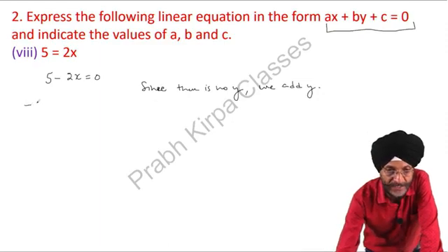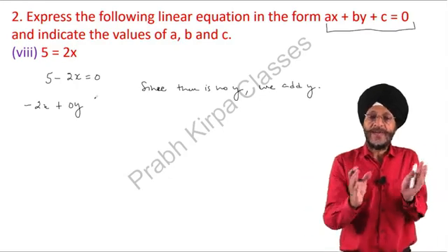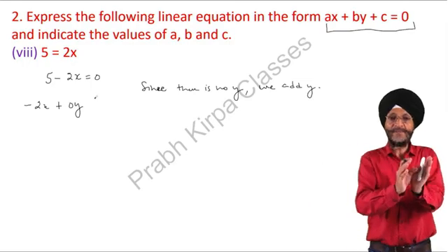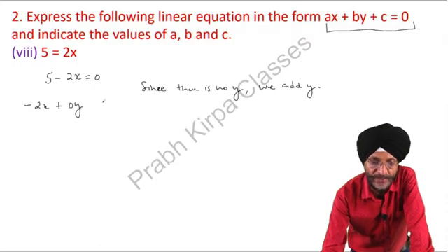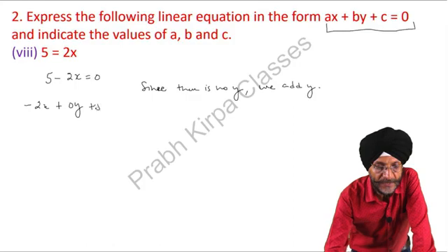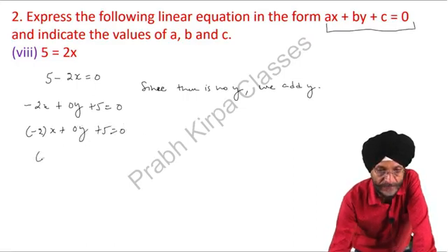So we can rewrite it as minus 2x plus 0y. If anything is multiplied with 0, it becomes 0. Whatever may be the value of y, when it is multiplied with 0, it becomes 0. So it makes no difference if we add 0y in this equation on the left hand side. If we rewrite it as minus 2x plus 0y plus 5 is equal to 0, it is also the same thing.